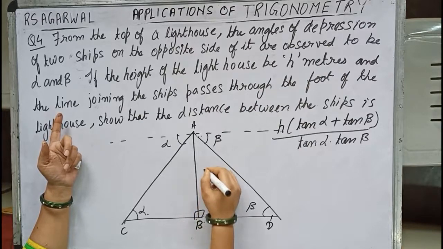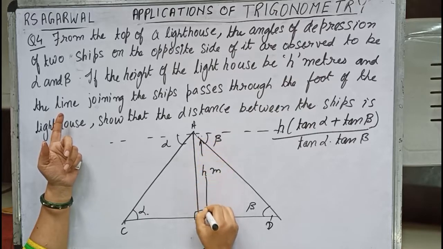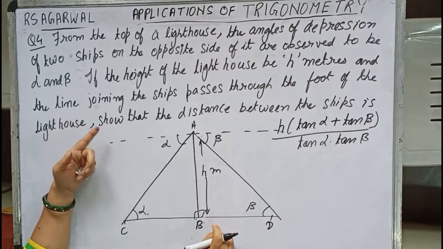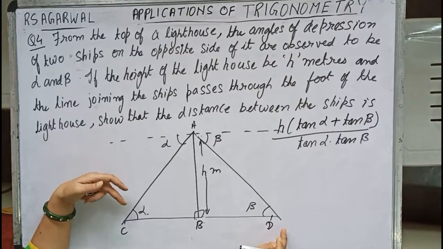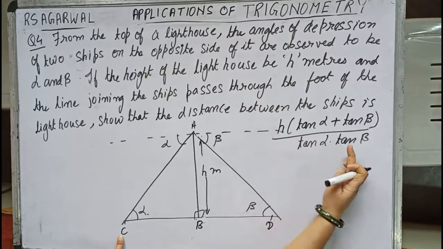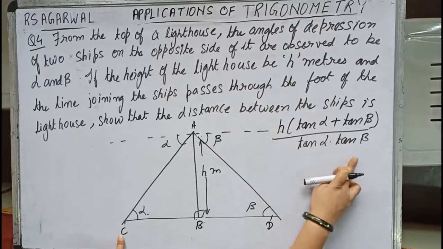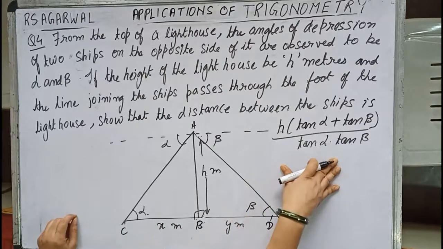If the height of the lighthouse is h meters and the line joining the ships passes through the foot of the lighthouse, show that the distance between the ships, which is CD, equals h times tan alpha plus tan beta divided by tan alpha into tan beta. Let us suppose CB distance is x meters and BD distance is y meters. So we will have to prove that x plus y equals this much.